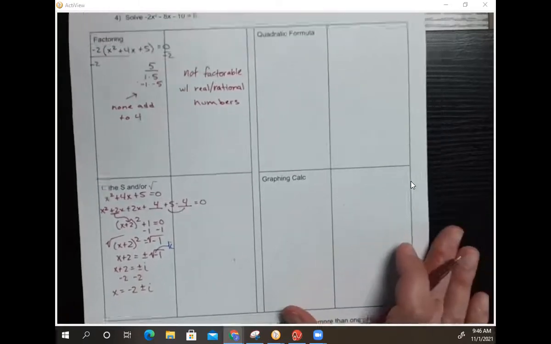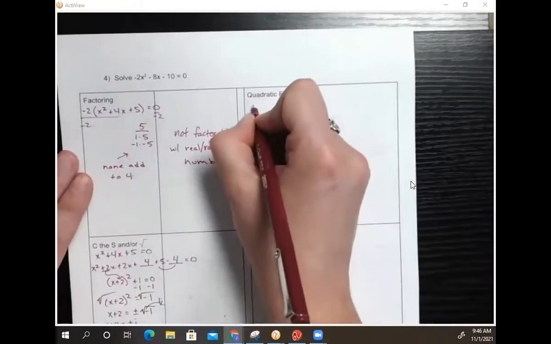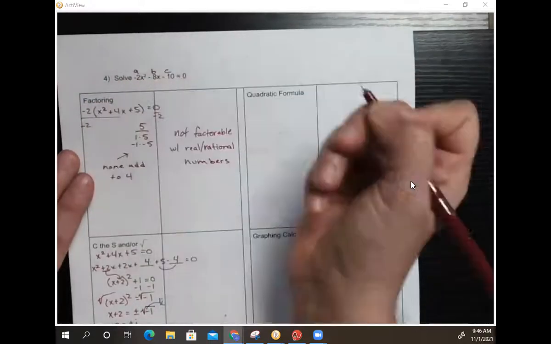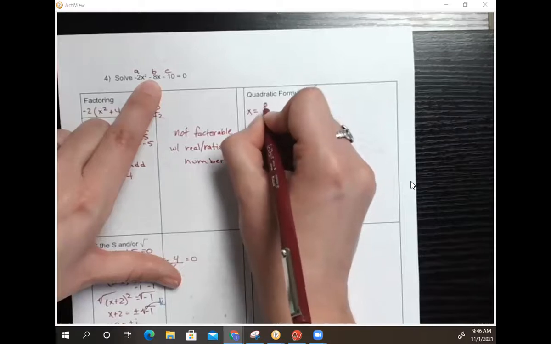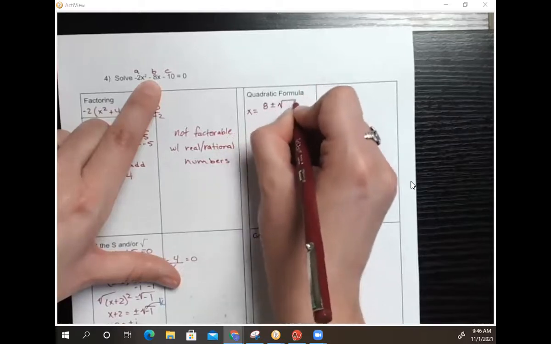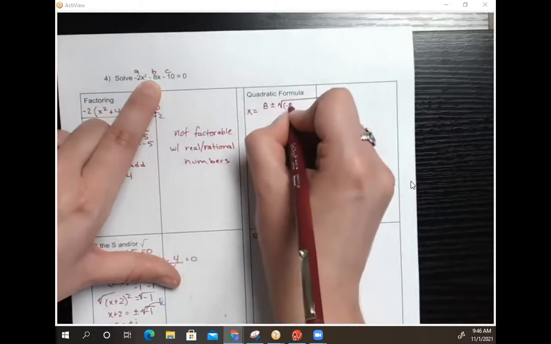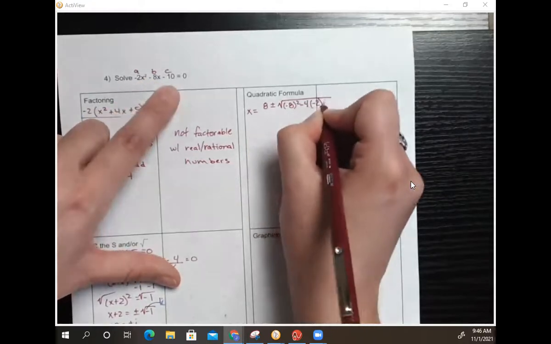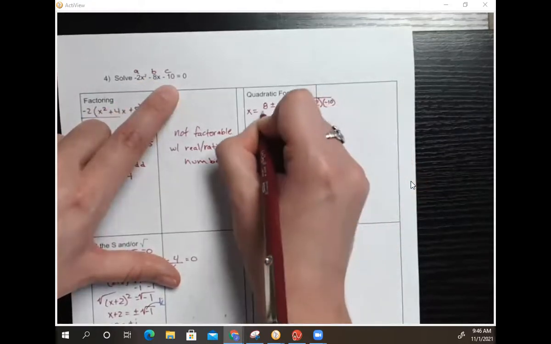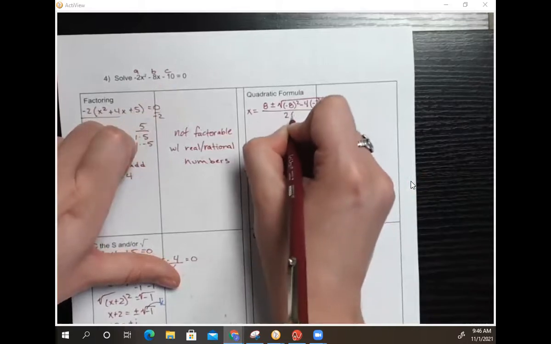The other thing I can do is quadratic formula, right? We know quadratic formula is going to work on every problem, so we can do that here as well. So again, we're going to use our standard form, and here's our A, here's our B, here's our C. This would be x equals, change the sign on B, so that'd be positive 8 plus or minus the square root of negative 8 squared minus 4 times negative 2 times negative 10 all over 2 times negative 2.